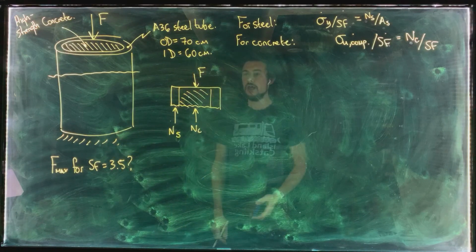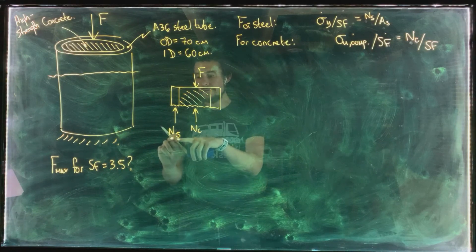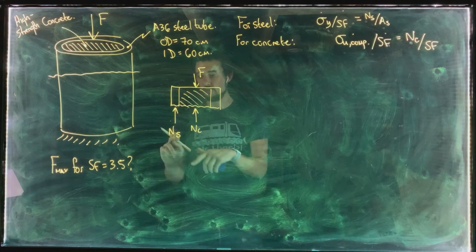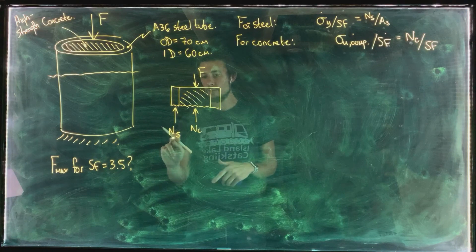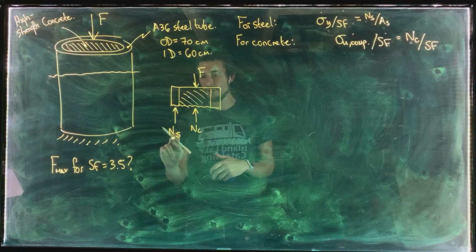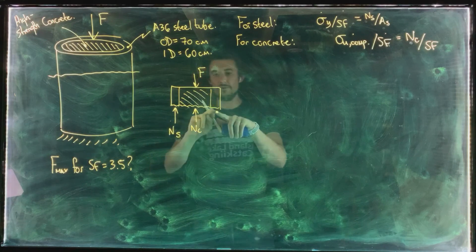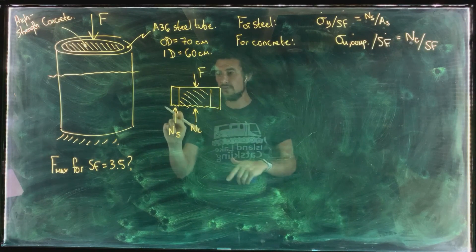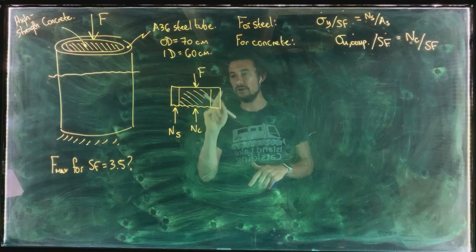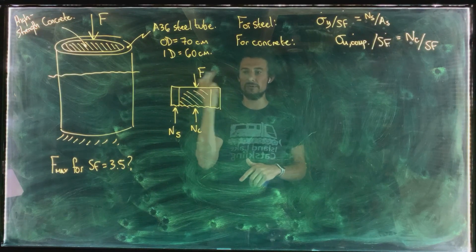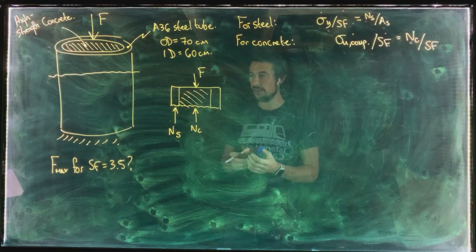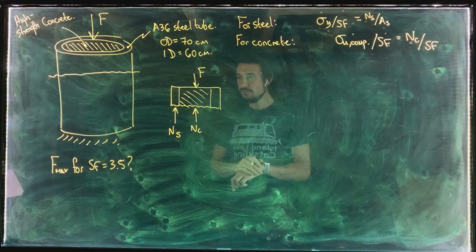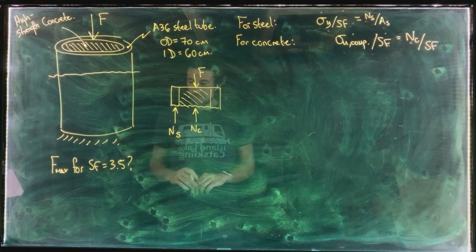Now, I'm only drawing one vector N subscript S because really the normal force in the steel exists all the way around 360 degrees in the steel tube that we've cut, right? So I won't draw another one over here and then confuse you into thinking that there's two normal stresses in the steel. Really, this is just one normal stress in the steel, the resultant normal stress for the whole section cut 360 degrees around.